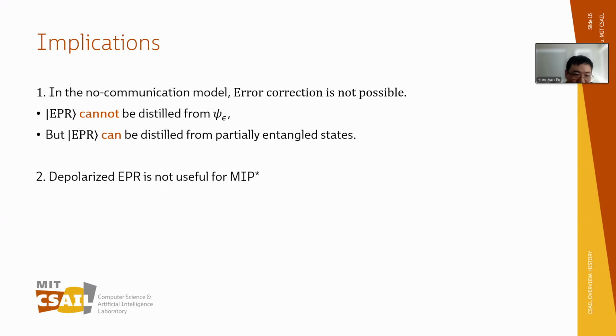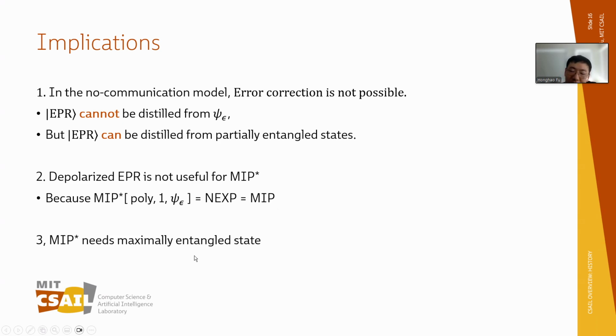Okay, yeah, thanks. Also, the second implication I want to say is that our result means the depolarized EPR pair is not useful at all for MIP*. This is because noisy MIP* equals MIP. So even if you share depolarized EPR pairs, it doesn't give you any advantage over the classical setting where you don't have any entanglement. And the third implication is that we actually need a maximally entangled state to achieve the full computational power of MIP*, not just entanglement.